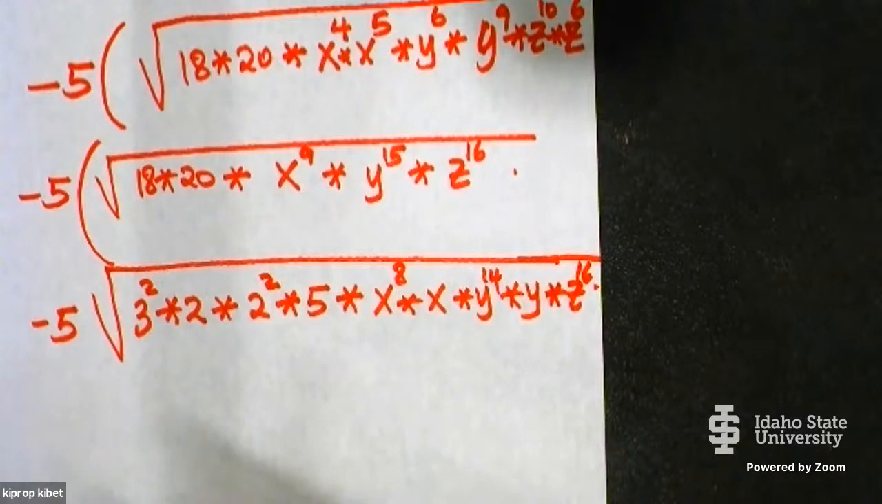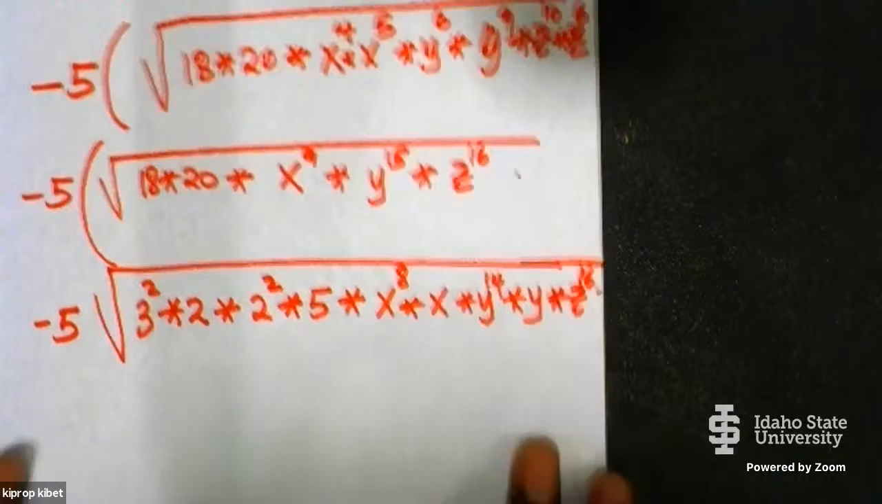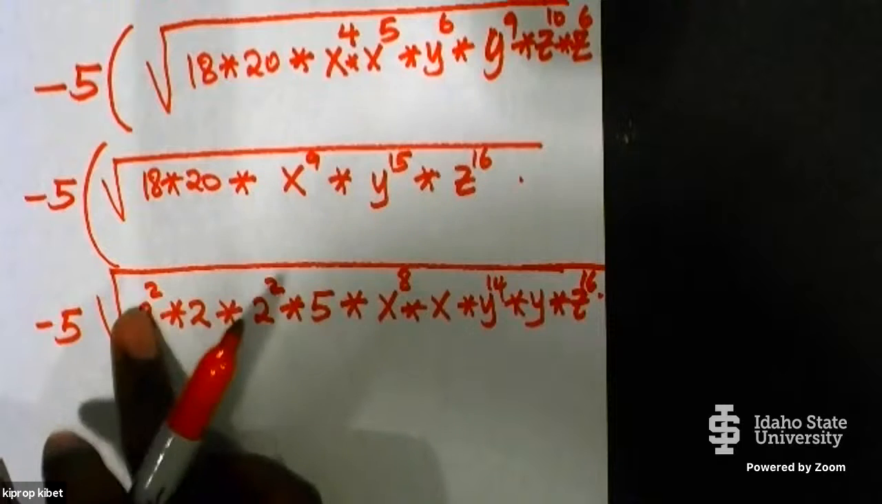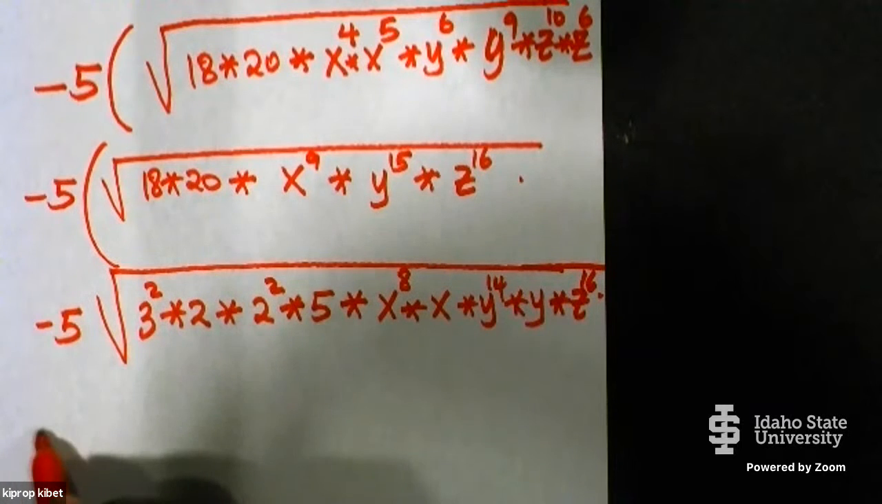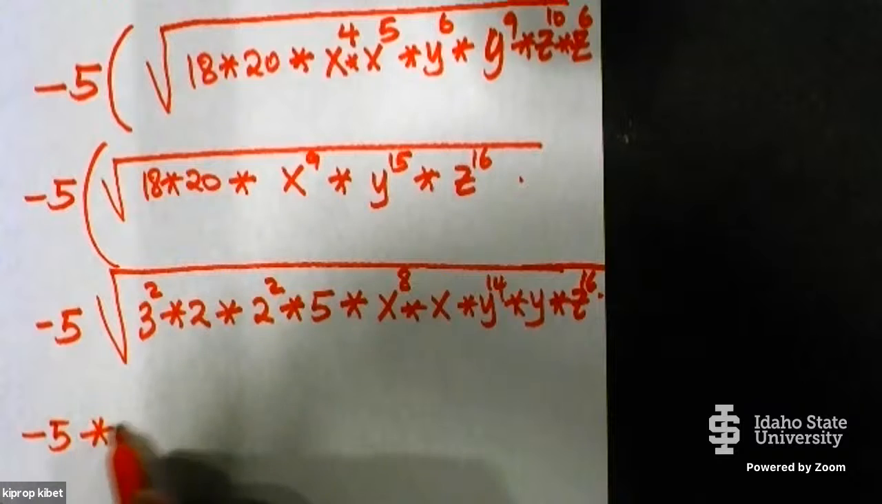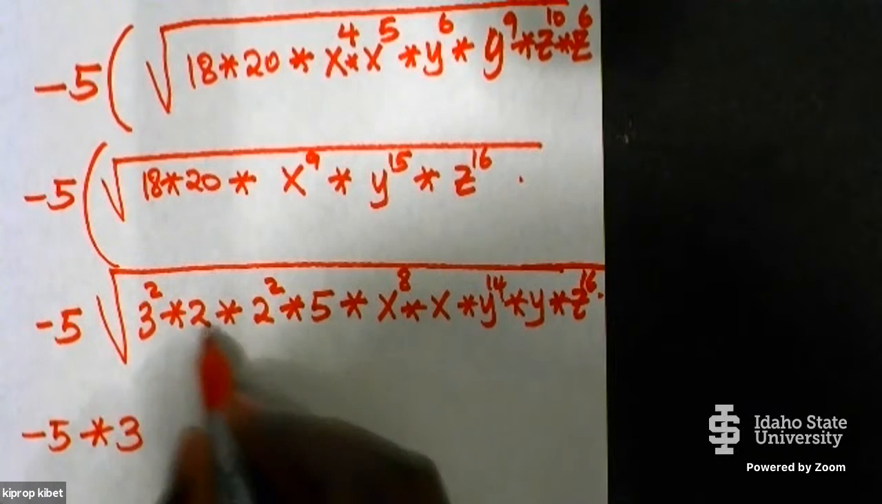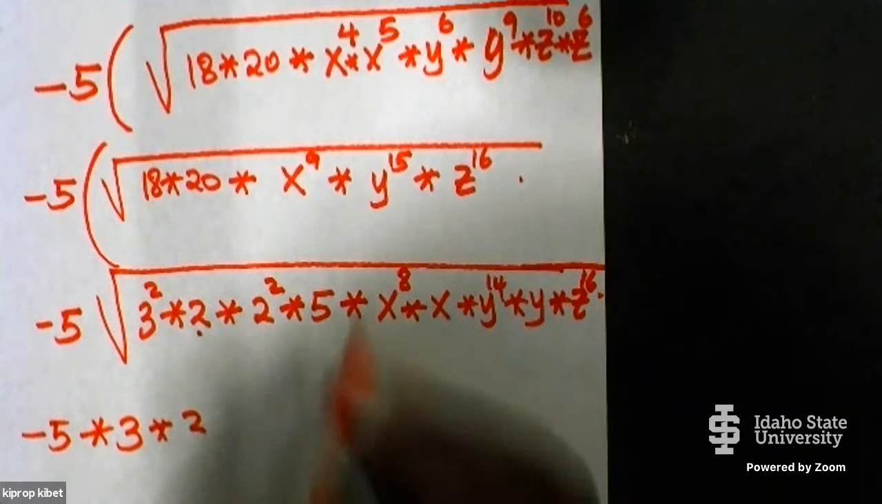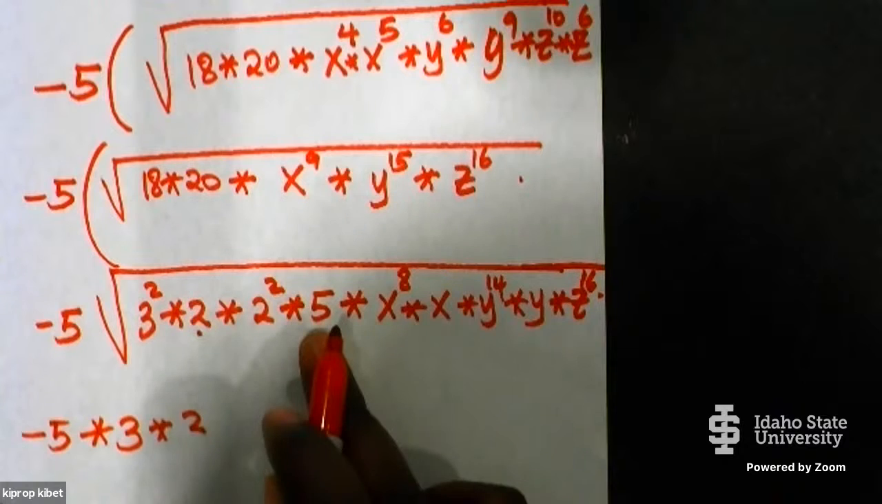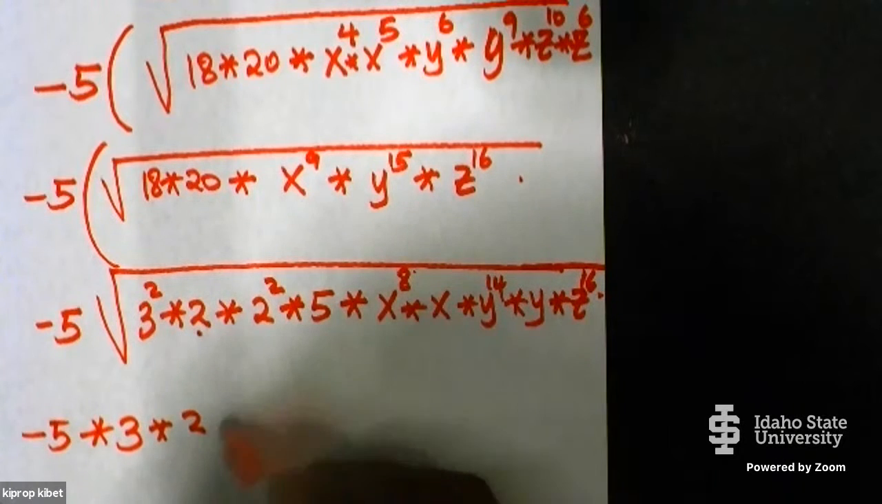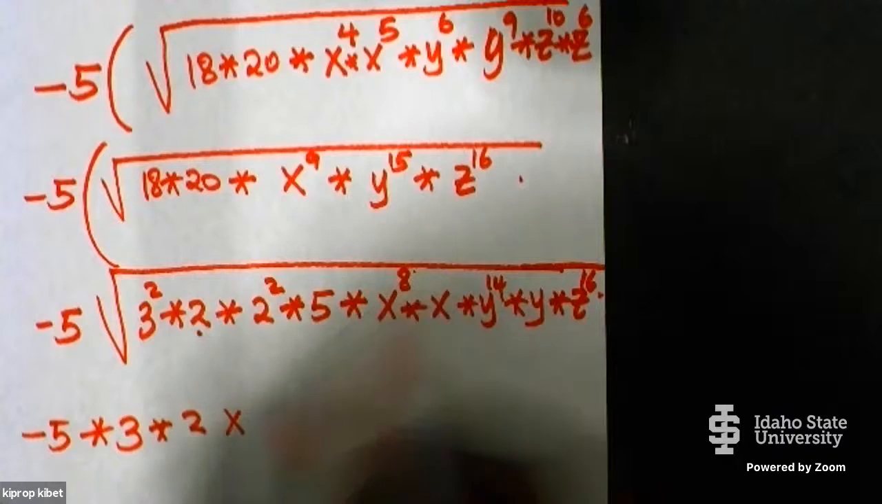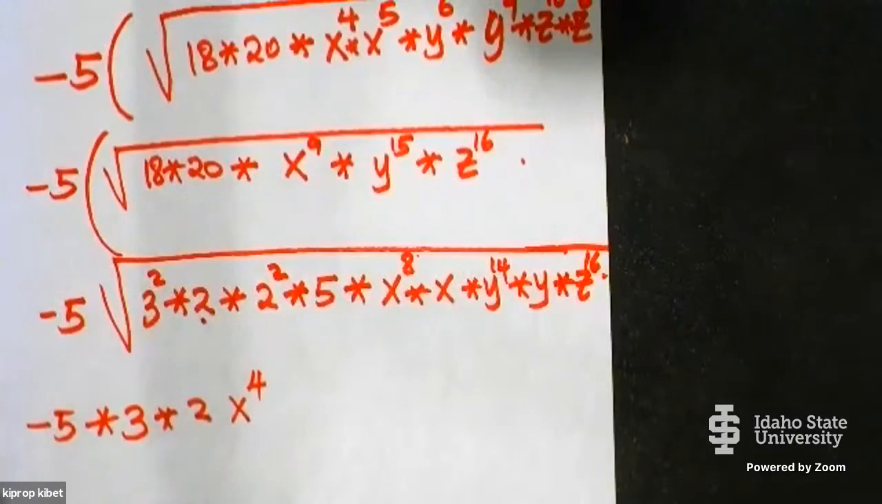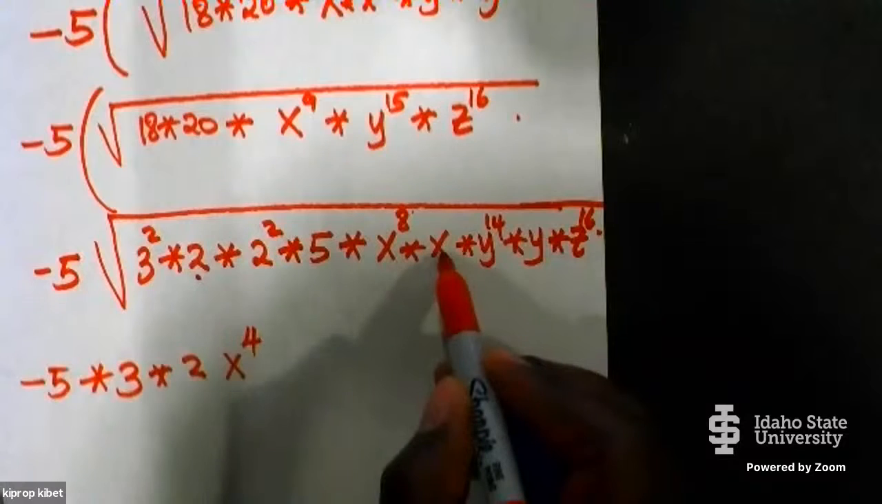Now, because we said if it's a square root, then it's raised to 1 over 2, here it will cancel with this. So we get minus 5 multiplied by 3 outside. This will still remain inside. This will come outside, multiplied by 2. The 5 will remain. X will now come outside, so it will be x raised to 4, right? And then this x will remain.